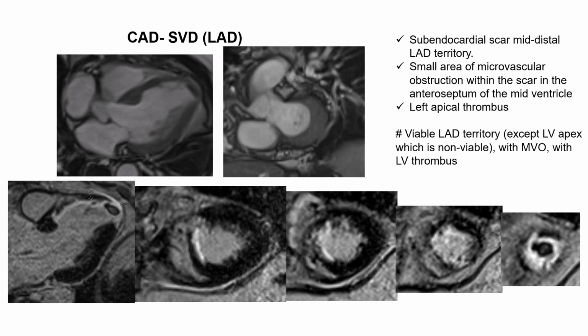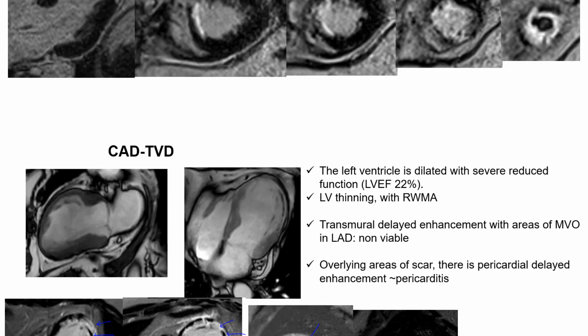So in this patient, you see that the LAD territory is viable except the LV apex, which is showing a transmural scar. And then there are areas of microvascular obstruction and there is a LV apical thrombus. Now, let us look at another case.